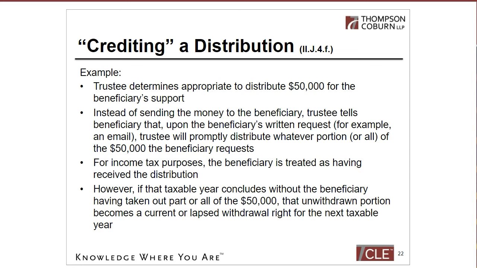So, for income tax purposes, the beneficiary is treated as having received the distribution. Because again, the statute says paid, credited, or otherwise required to be distributed. So this is credited. So it's actually in the first year considered to be a distribution of this 50 grand. Now, what happens if the beneficiary doesn't take the 50 grand out by the year end? What happens to that money? You could just say the right to take it out lapses, or you could say it continues. So what I'm suggesting here is that we would have the idea of a hanging power, just like with a crummy trust.